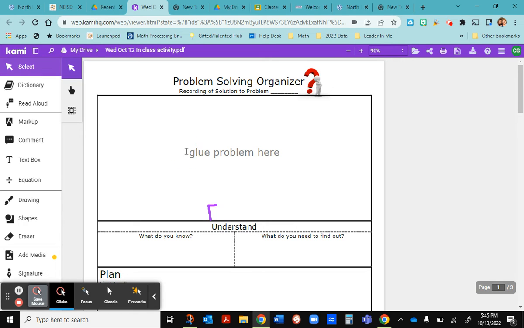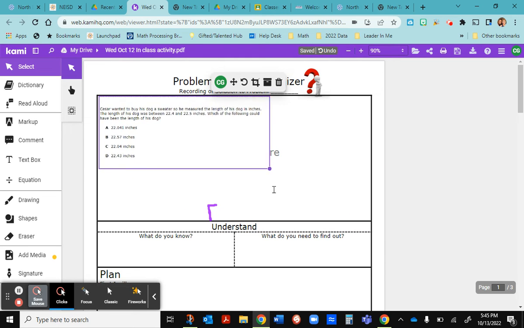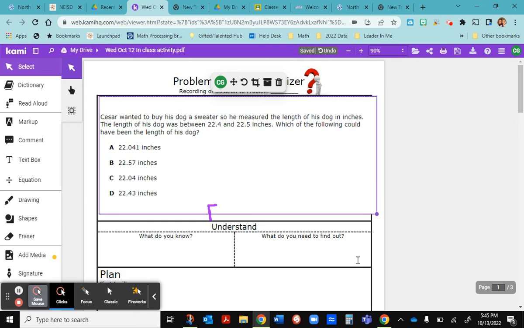Come over here and mark this. So we're going to place that there. All right. And that way you have an opportunity of working on it so that you get that practice.